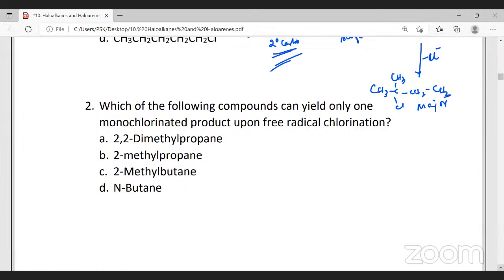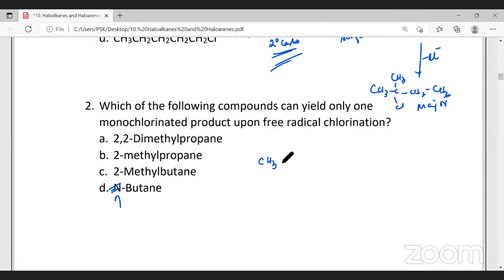The next question: which of the following compounds can yield only one monochlorinated product upon free radical chlorination? The options are 2,2-dimethyl propane, 2-methyl propane, 2-methyl butane, and normal butane, small letter n. It is not a capital N, it's a small letter n, normal butane. All right, which of the following compounds can yield only one monochlorinated product? Now, 2,2-dimethyl propane.